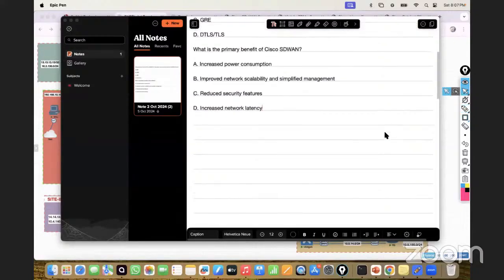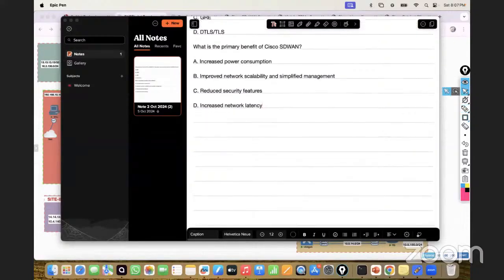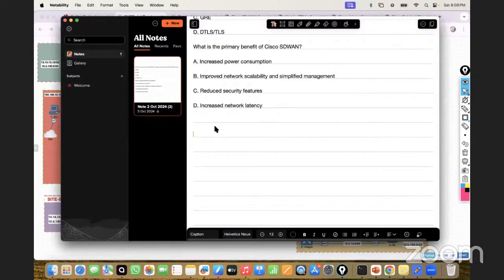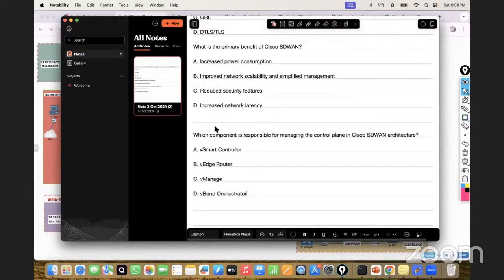Let me put the third question now. Again, it's a simple one. Dipanshu, if you already know that, I would like to give the opportunity to other people. I want to see other persons' opinions. So guys, here is a question. Which component is responsible for managing the control plane in Cisco SD-WAN architecture? It's a bit tricky one. So I want to listen from everyone except Dipendra this time.